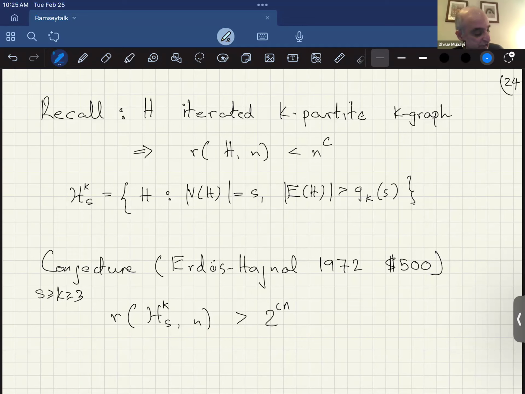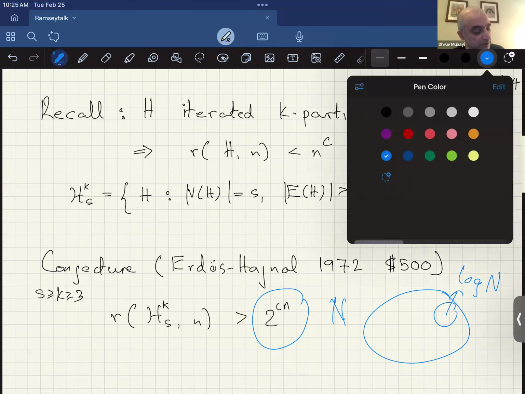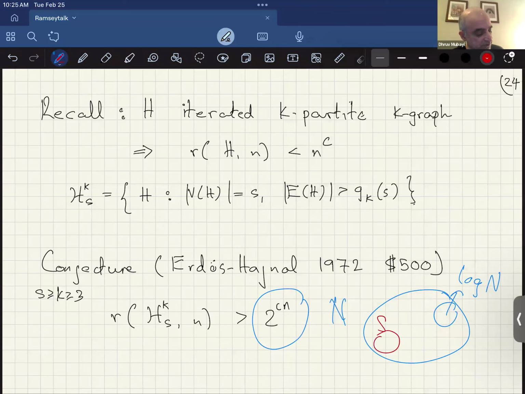In other words, there's a construction on capital N vertices where the independent set is going to be log n, and there's going to be no copy of this thing, no copy of this thing with lots of edges. That does not exist. He offered 500 dollars for this conjecture.